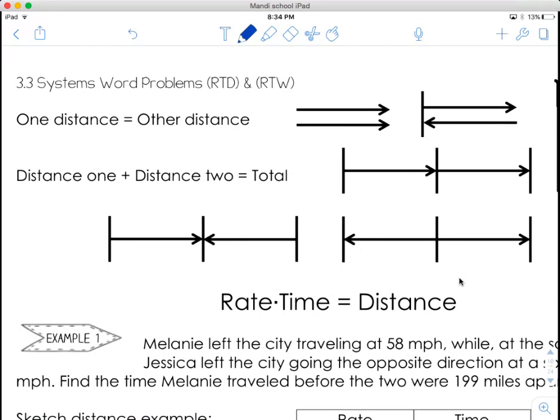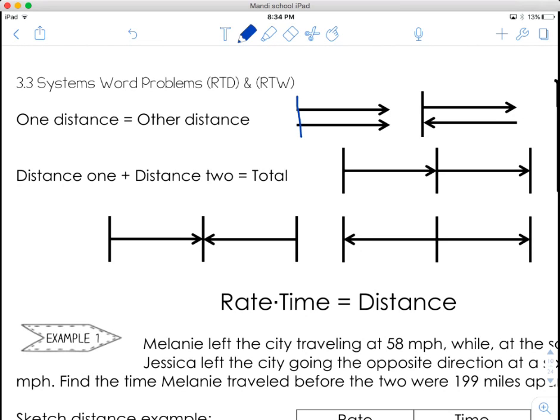One distance equals the other distance. So these are examples of types of setups of word problems that you might see. In this first example, you have two people starting at the exact same spot. They are traveling the exact same distance, so they're headed to the same spot. Maybe one person's going faster than the other one, but they both arrive at the same destination. In the second example, usually this is one person going to work and returning in the same path, going to school and coming back. But it's one person traveling the same distance there and back.